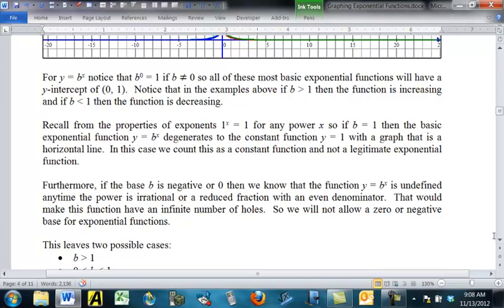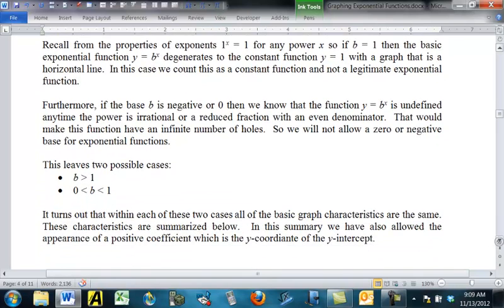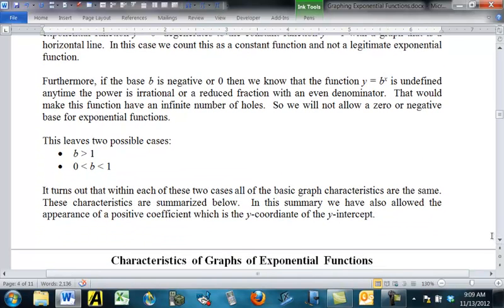So if we allowed a negative base here, we'd end up with a function that's just full of holes. It would have infinitely many holes there. That's just a big mess. So we're not going to allow that either. So that only leaves us really two possible cases to consider, and that's the base bigger than 1.